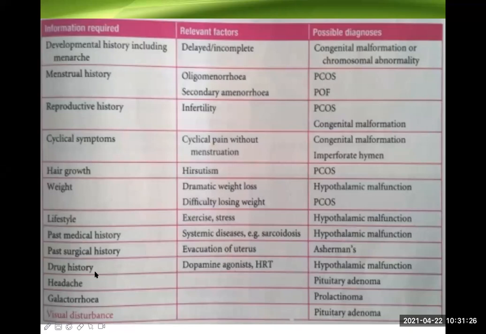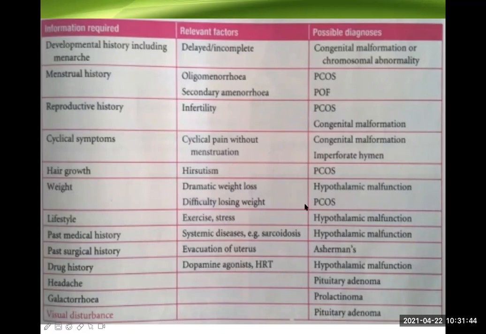It asks about the drug history, which drug the lady was taking in the past or right now. Important examples are dopamine agonist and hormone replacement therapy. They can again cause hypothalamic malfunction, headache, galactorrhea, and visual disturbance.